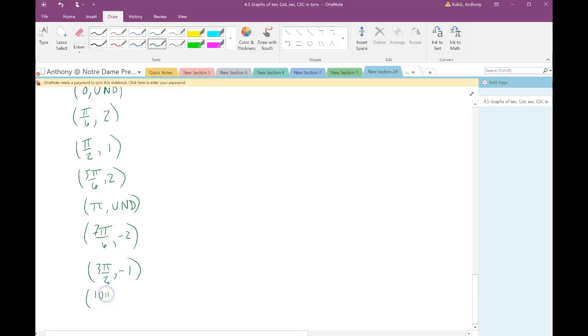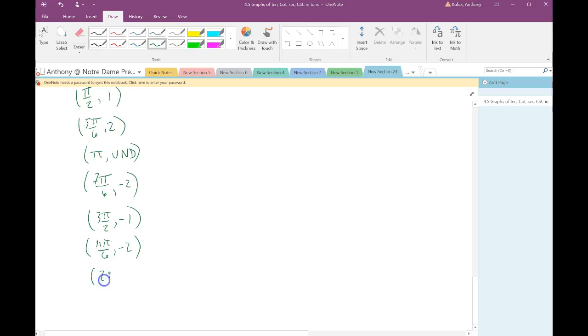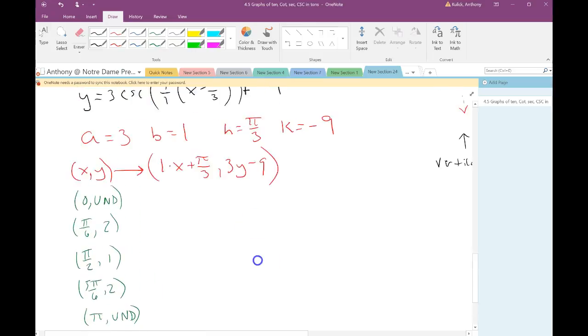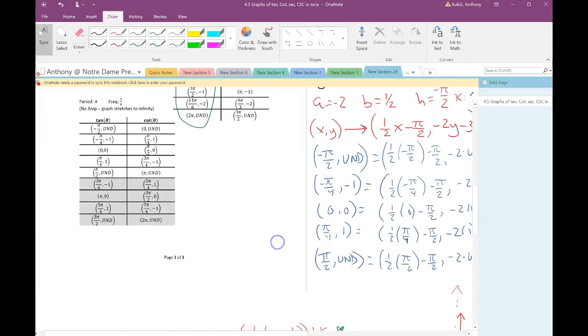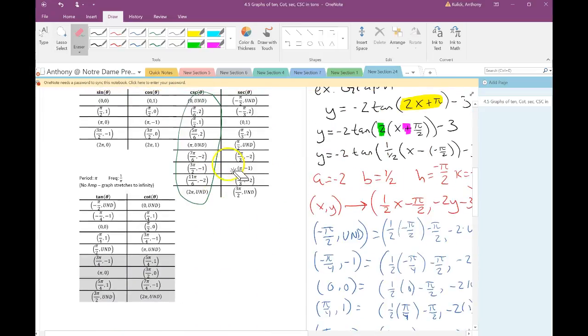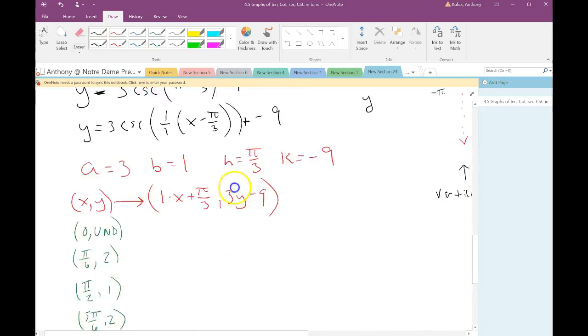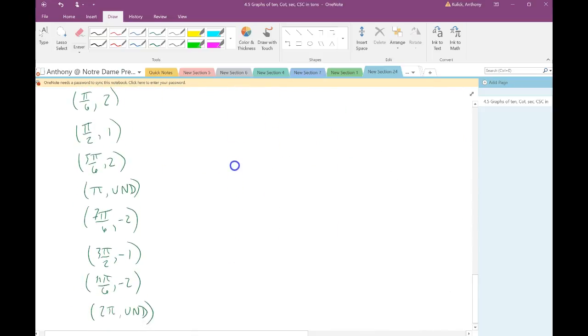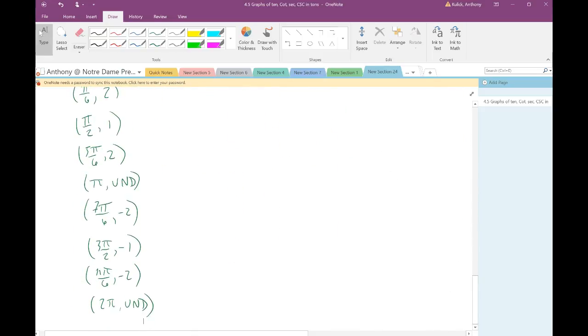That is 11 pi over 6, 2, and then 2 pi over 5. Let me just scroll back up and check to make sure that I did copy those correctly. I think I did. Oh, goody. I'll scroll back down to the bottom for those of you that were still copying.